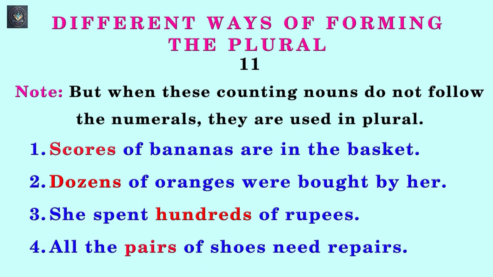But when these counting nouns do not follow the numerals, they are used in plural. Let's see the examples. First, scores of bananas are in the basket. Second, dozens of oranges were bought by her. Third, she spent hundreds of rupees. Fourth, all the pairs of shoes need repairs.